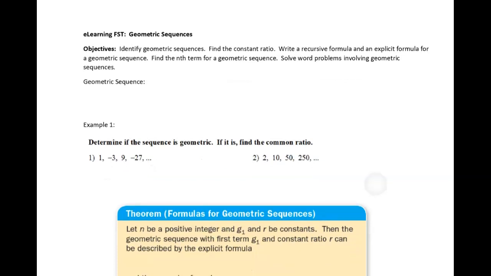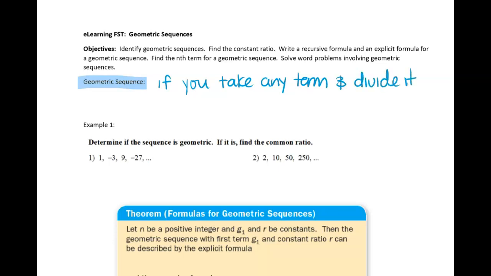Okay, let's talk about geometric sequences. For a sequence to be geometric, if you take any term and divide it by the previous term, the answer is always the same.